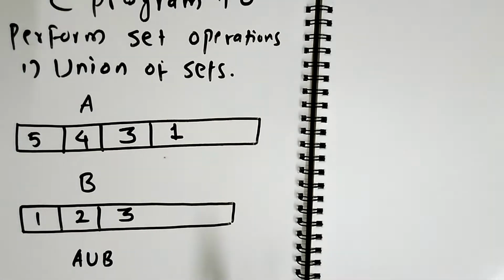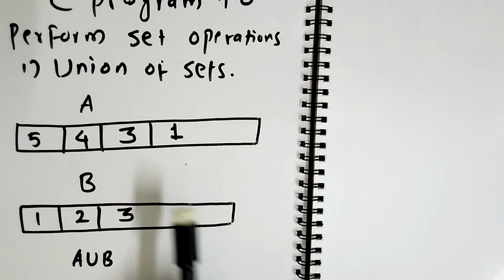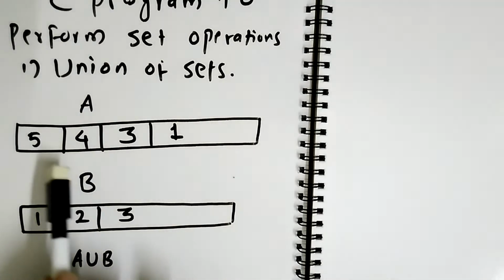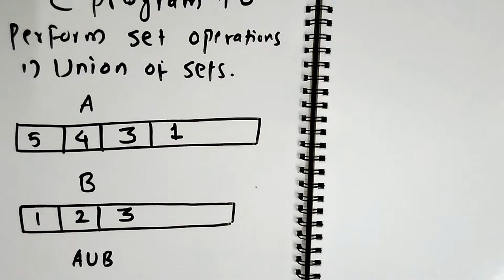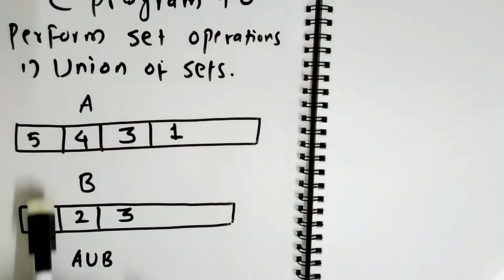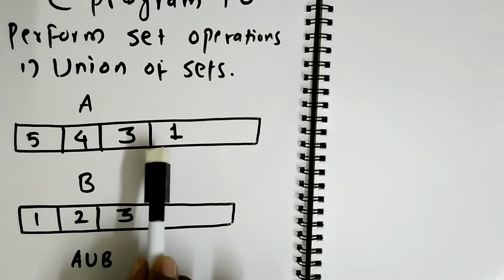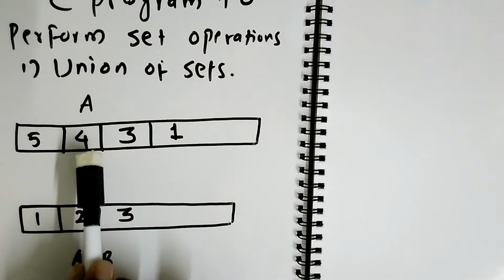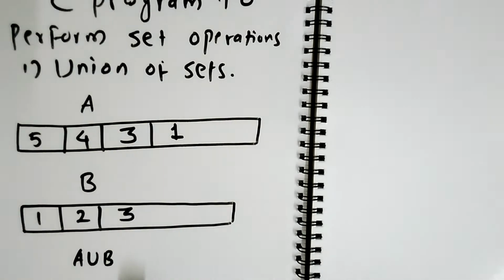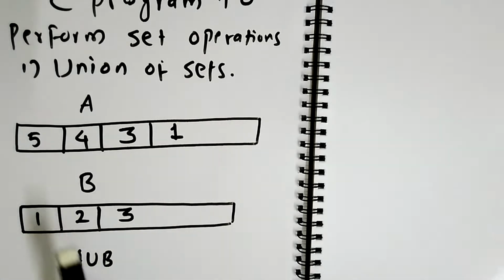So let's see how to do it. First, I'll copy the entire array A as it is. As you can see here, all the elements of A I have copied. Then I'll go to B and pick one element at a time from B and check whether that element is present in A or not. If that is present in A, that means I have already copied that element in A union B. If that is not present in A, that means I need to copy it.